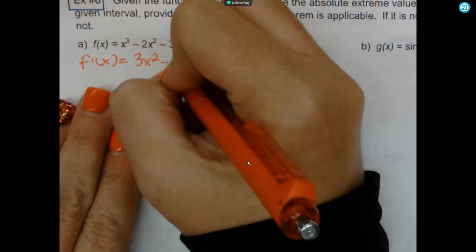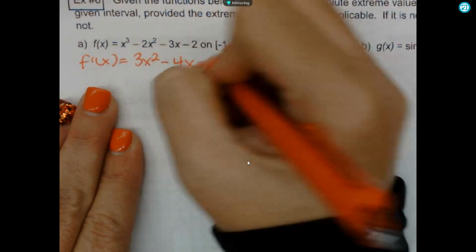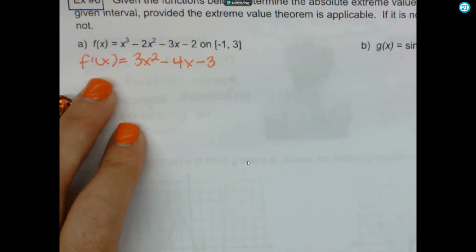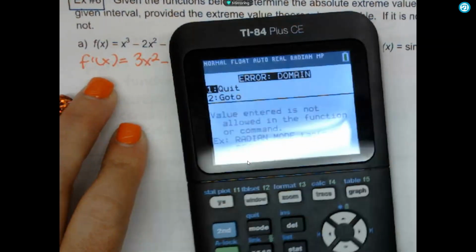3x squared minus 4x minus 3. Okay. We could try to factor this, okay. It's not factorable by pretty numbers, okay. So we would use our calculator.